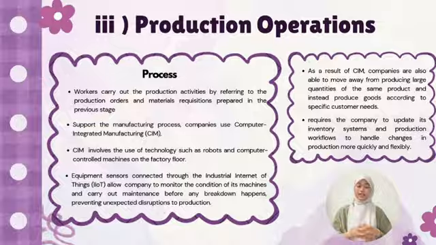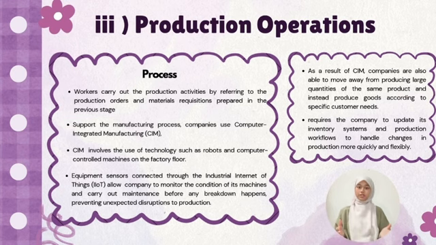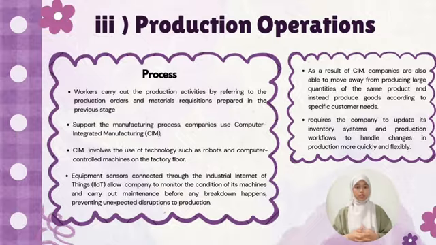Next, how does this actually happen in practice? Workers carry out the production activities by referring back to the production orders and materials requisitions that were prepared in the previous stage. So there is a clear paper trail connecting planning to execution. To support this manufacturing process, most companies today rely on computer integrated manufacturing, or CIM. CIM involves using technology like robots and computer controlled machines directly on the factory floor to carry out production tasks with greater speed and precision.